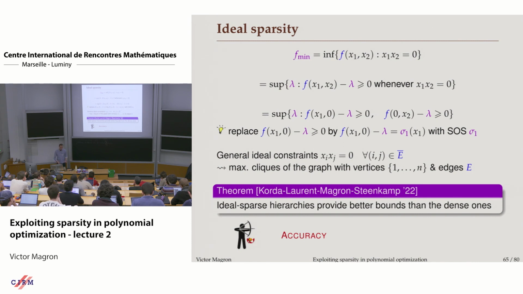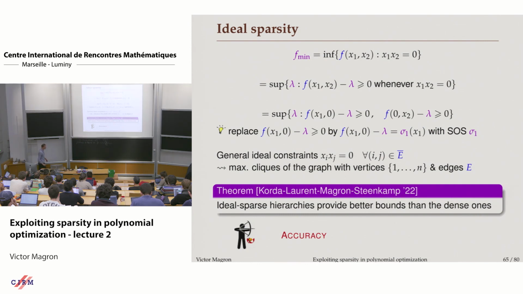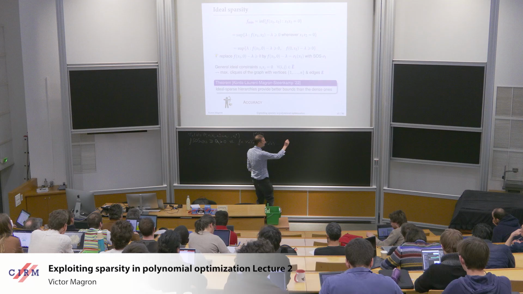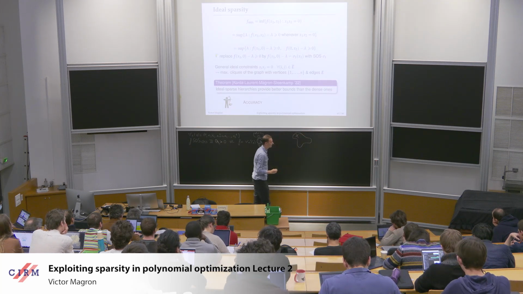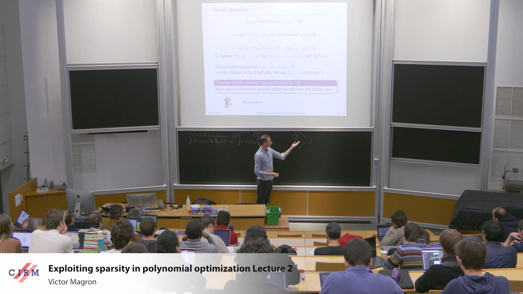And here, so it actually makes sense. If you build the hierarchy out of this thing, the bounds that you obtain are always better than the dense ones. Usually it's the opposite. They are conservative, but here they are better. So why is that? Because actually, you have the support of your problem, which is big X, and the measure that you are looking for is supported on this set.